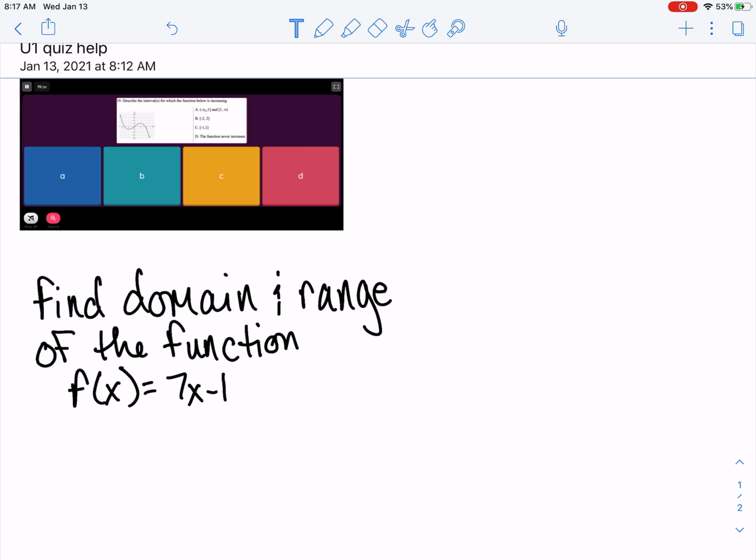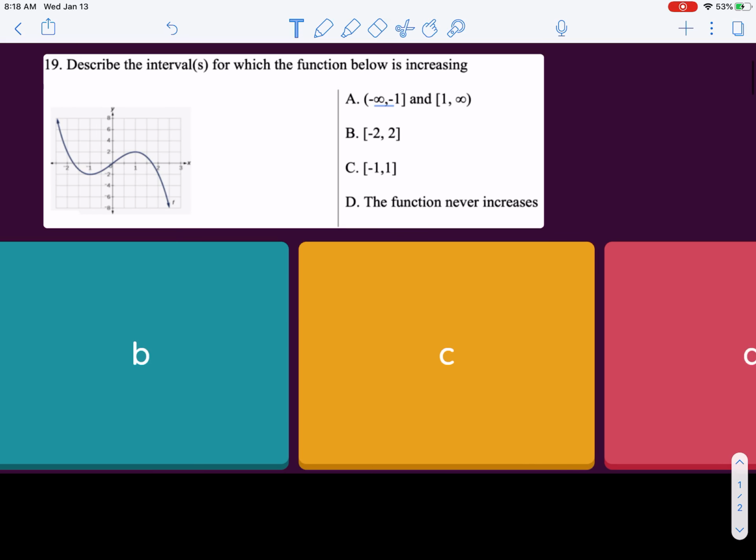All right, guys, so I have been asked a couple of questions about the quiz that y'all have taken. These two questions right here, so I want to briefly go over them really quick. So starting with the question, describe the intervals for which the function below is increasing. The key word here is going to be increasing.